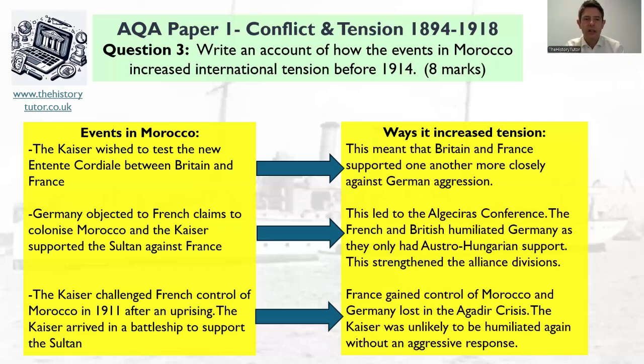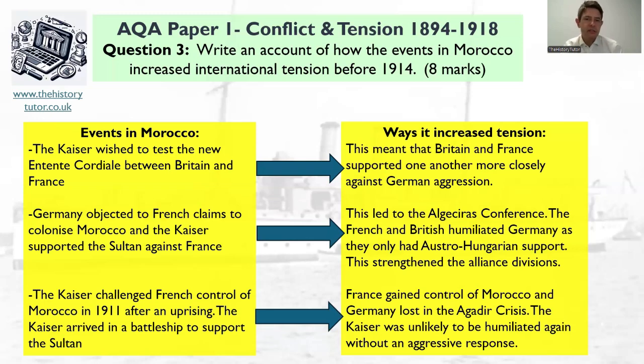So firstly, the Kaiser wished to test the new Entente. So this obviously caused tension because Britain and France now started to be closer friends against Germany. You could widely link to the naval race developing as well. So Britain is looking for alliance partners. This causes Britain to abandon its splendid isolation even more. You could talk about it if you wanted to.